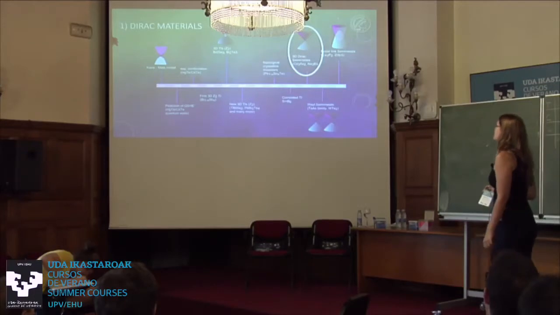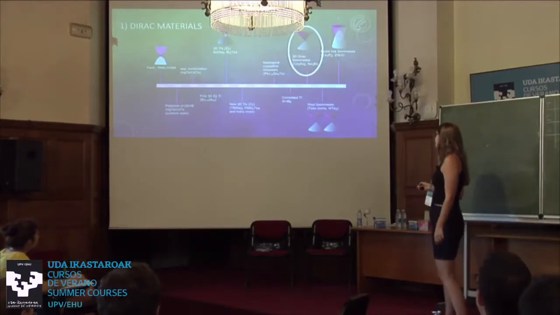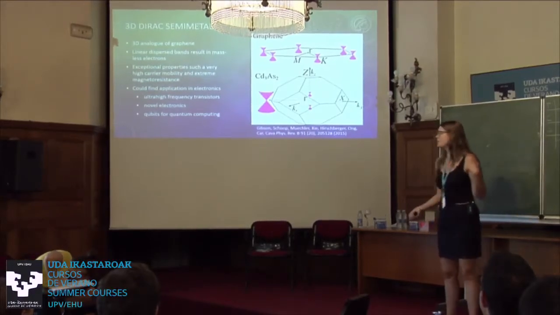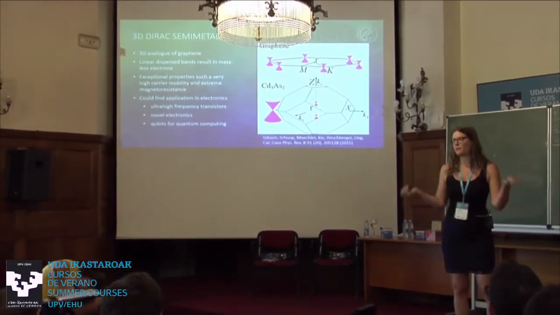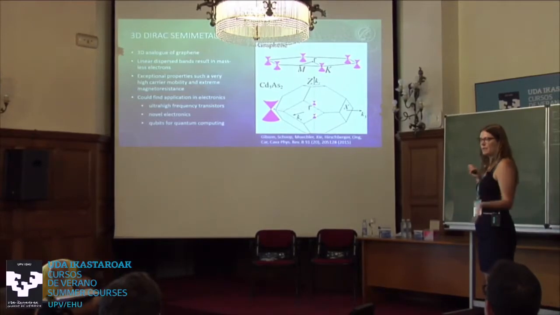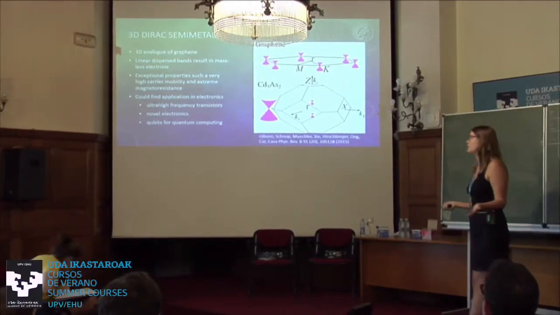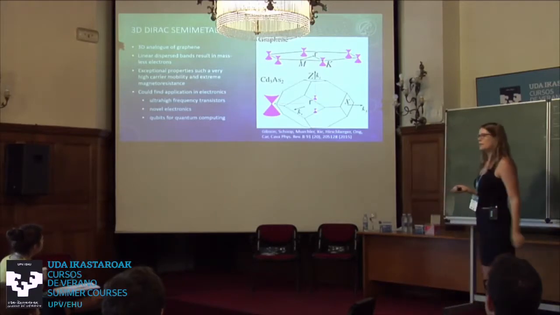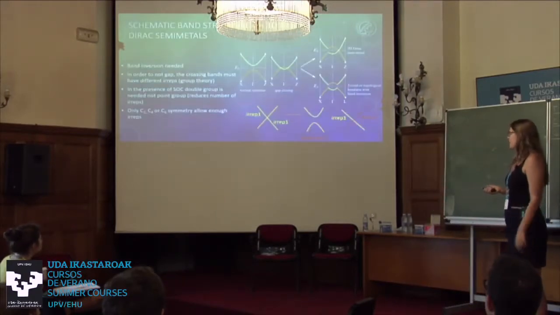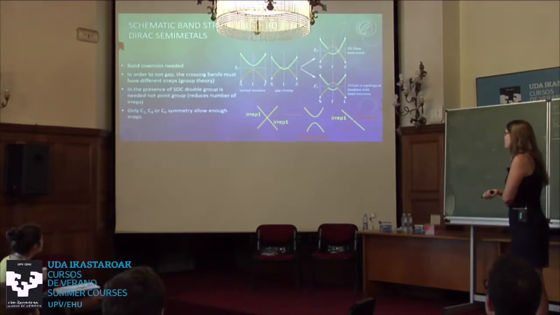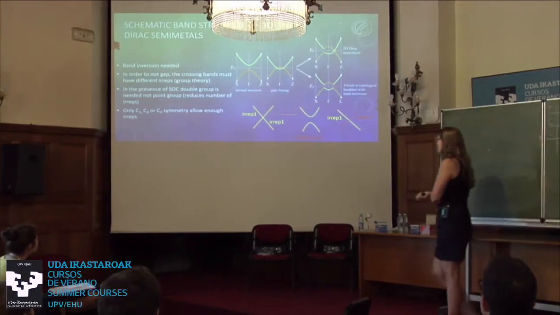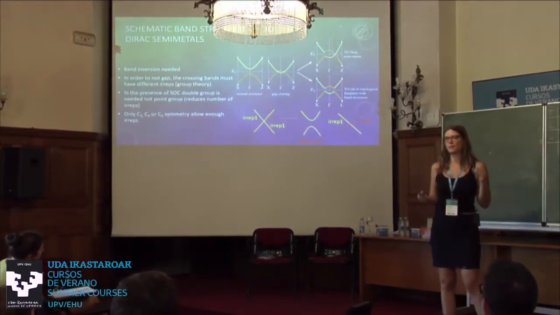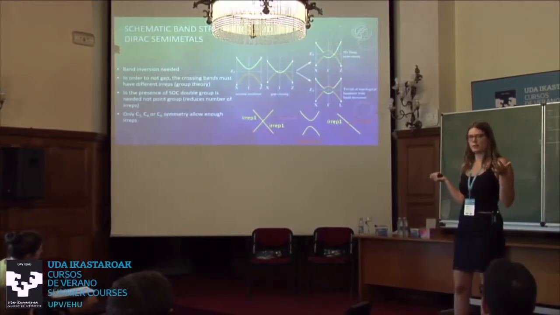So let's just start with Dirac semi-metals. I don't really need to tell you what Dirac semi-metals are, I'm sure. They're 3D analogs of graphene, they have the same electronic structure as graphene, but in three dimensions. And we care about them because they have the same exceptional properties as graphene. I just want to tell you how I think about the electronic structure, because this will help you to understand my thought process of finding new materials.